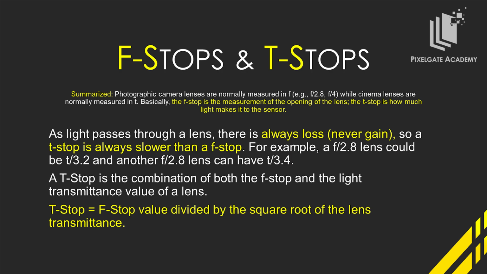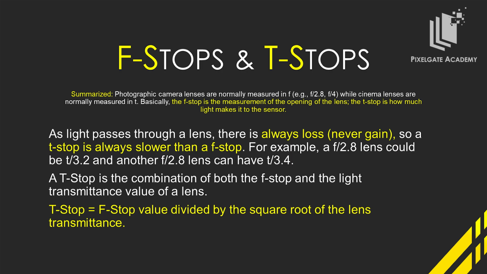As light passes through the lens, there's always loss, never gain, so that's really important to remember. So the t-stop is always slower, we're talking speed here, than the f-stop. For example, an f/2.8 lens could be a t/3.2, and another f/2.8 lens can have a t-stop of 3.4. So a t-stop is the combination of both the f-stop and the light transmittance value of a lens.